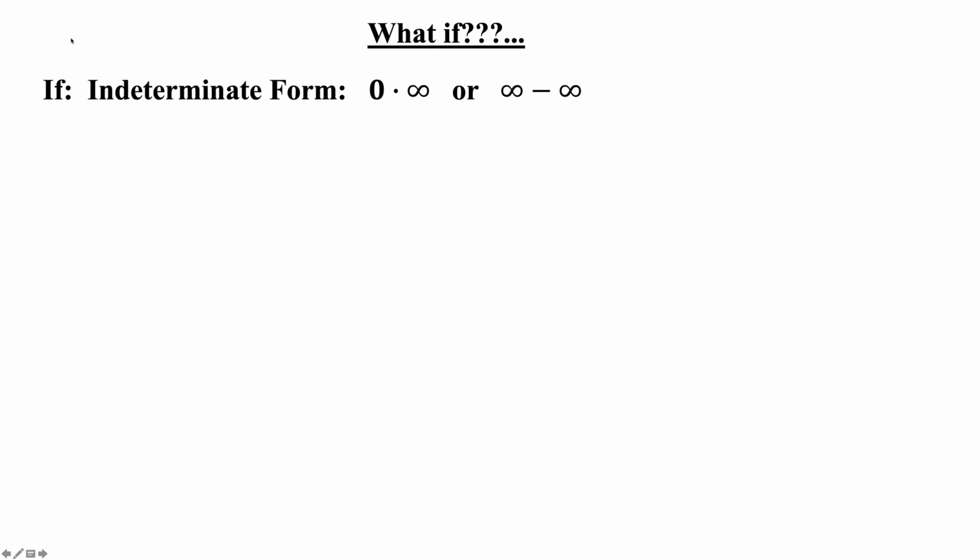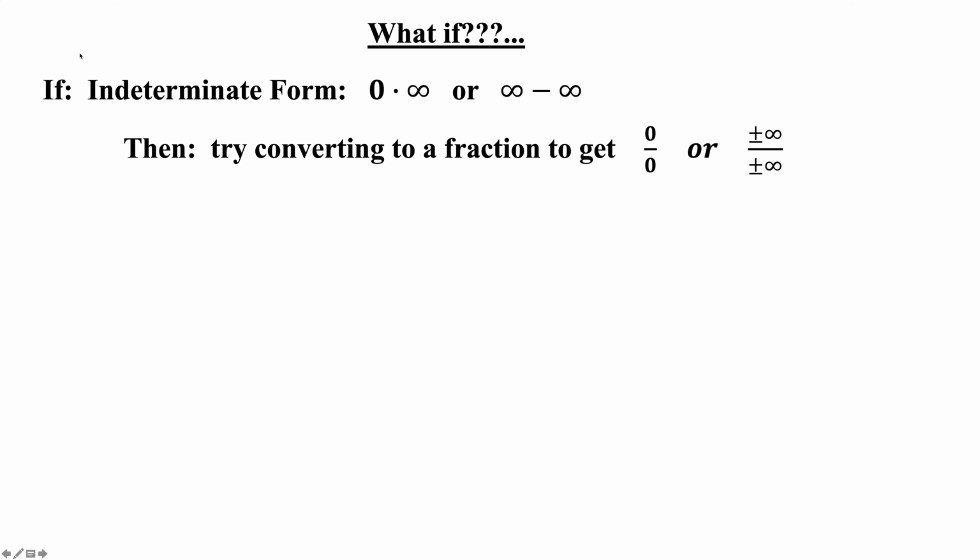So part two, what if the indeterminate was in the form of 0 times infinity or infinity minus infinity? Then we're going to try converting to a fraction to get our 0 over 0 or our infinity over infinity, so we can use L'Hopital's rule. So here, for example, we have the limit as x approaches infinity.